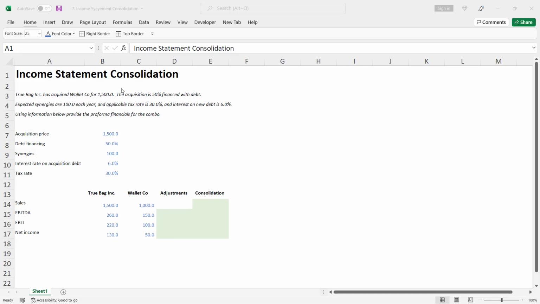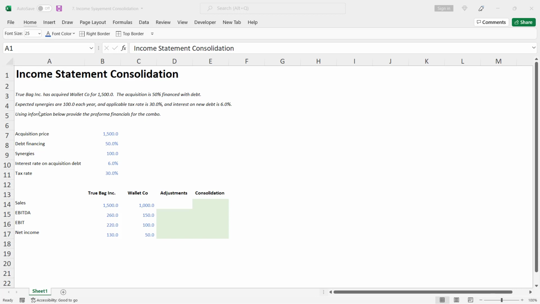Let's take a look at the example here. Trueback Incorporation has acquired Wallet Company for $1,500. The acquisition is 50% financed with debt. Expected synergies are 100 each year, the applicable tax rate is 30%, and interest on new debt is 6%. Using the information below, provide the pro forma financials for the companies.